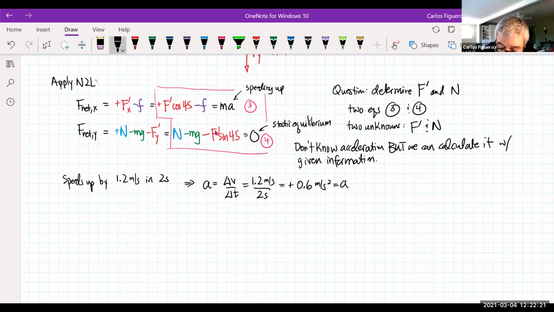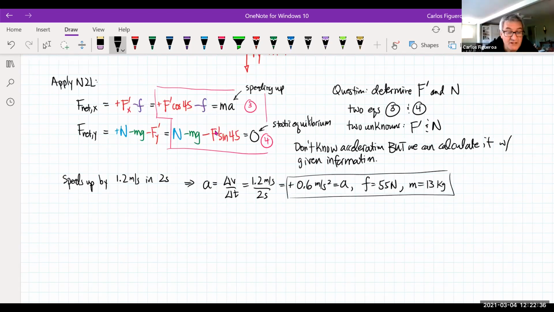I know the acceleration. I know the friction from the previous example, 55 newtons. And of course, we know the mass is 13 kilograms. So we have all the information. There are only two things that we don't know in those equations. We don't know the normal, and we don't know F prime. Those are the two equations that we need to solve for those two things.